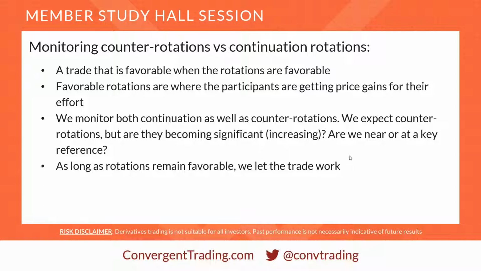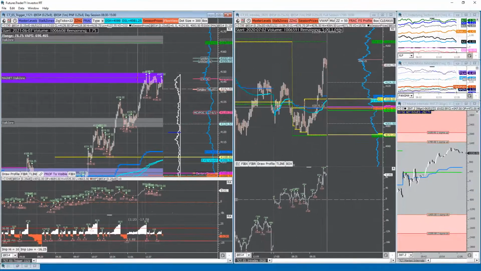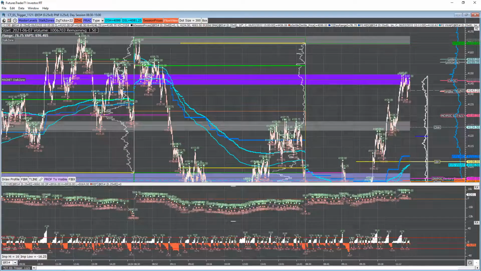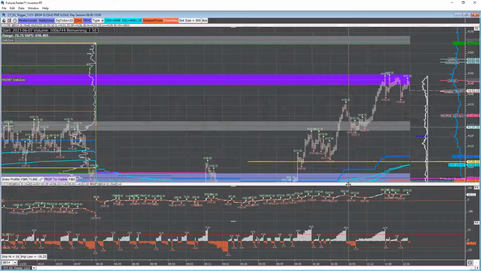And so one of the quickest ways to measure the way the trade is progressing is to look at favorable versus unfavorable rotations. So let's take a look at this. So you could see that early on in the session, if your eyes can, excuse me, 1 second, just need a sip.